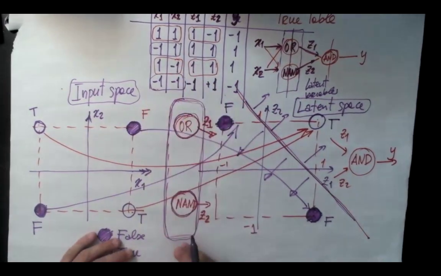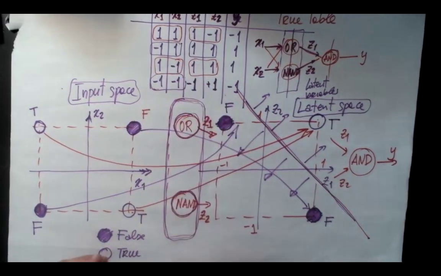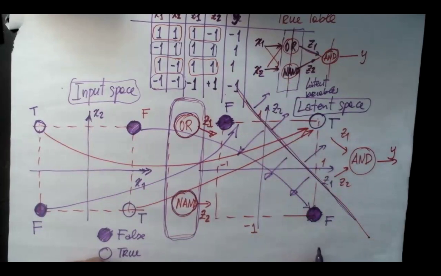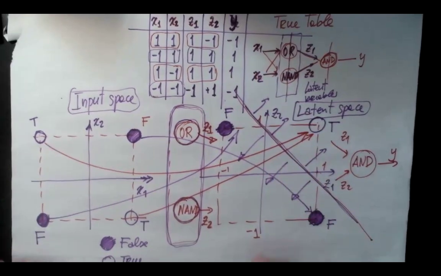So the effect of each layer is to basically rearrange, transform the original data points and move them and stretch them, compress them in such a way to allow an easy classification of the data.